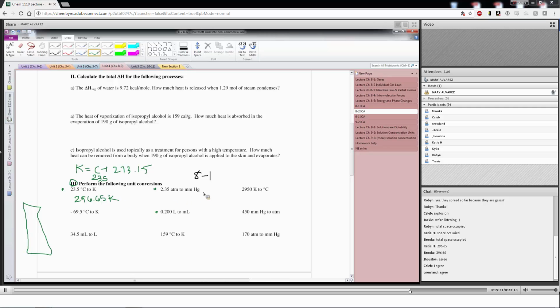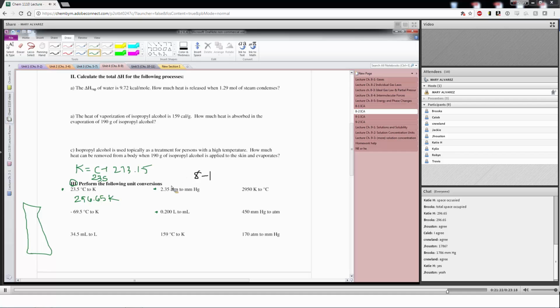Okay, excellent. All right, somebody tell me 2.35 atmospheres converting to millimeters of mercury. Need at least 2 people to get the same answer. 1786. Anybody else? Brooks agrees. Okay. Anybody else? It seems like you guys got that answer and you were afraid to type it because it seemed too big. Is that what that question mark means?